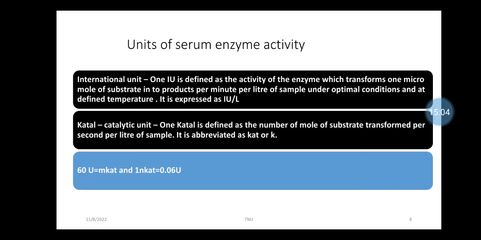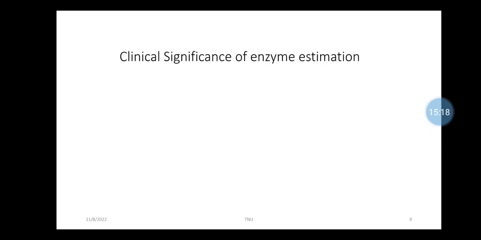Here there is a relationship between international unit and katal. 60 international units is equal to 1 millikatal, or 1 nanokatal is equal to 0.06 international unit.